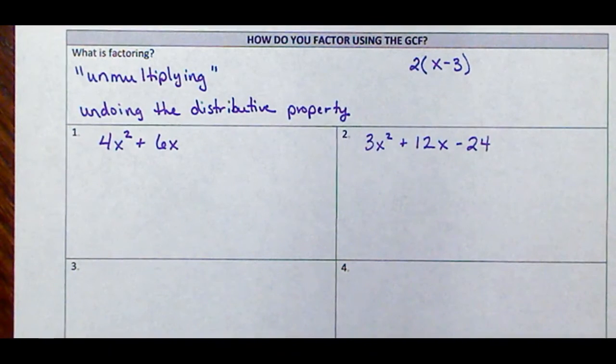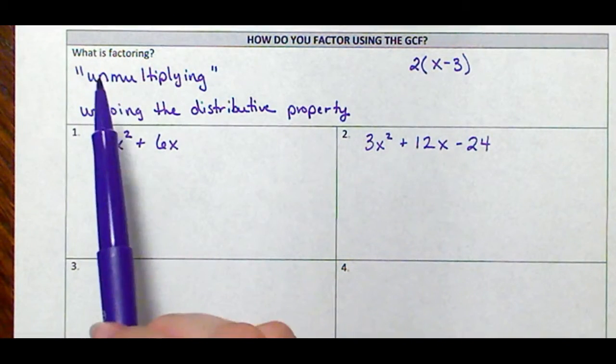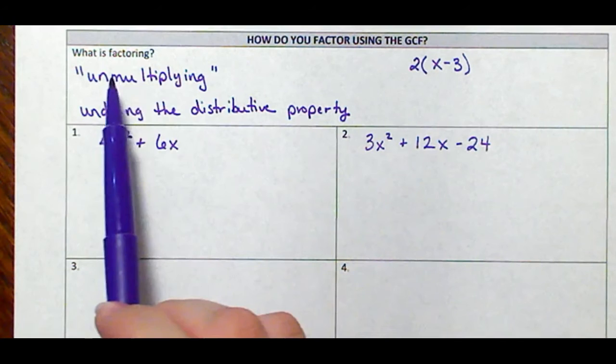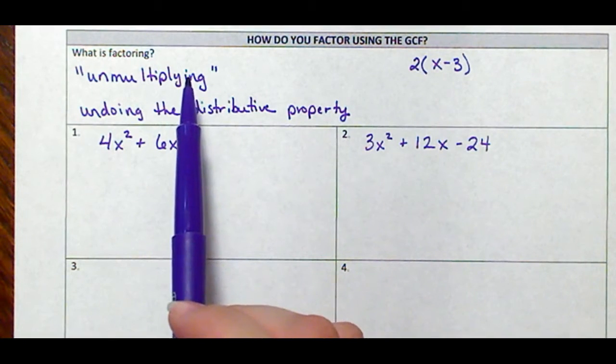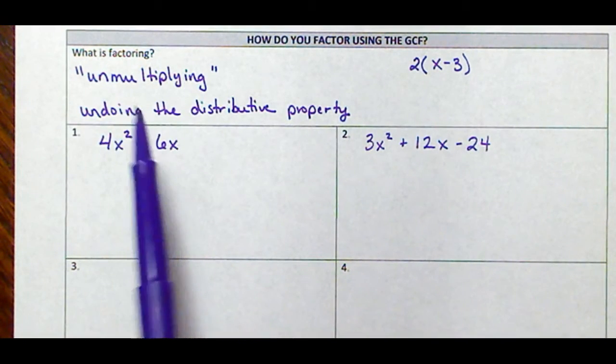How do you factor using the GCF, or the greatest common factor? So the first question we need to ask ourselves is, what is factoring? Factoring is simply unmultiplying, or you can also think of it as undoing the distributive property.